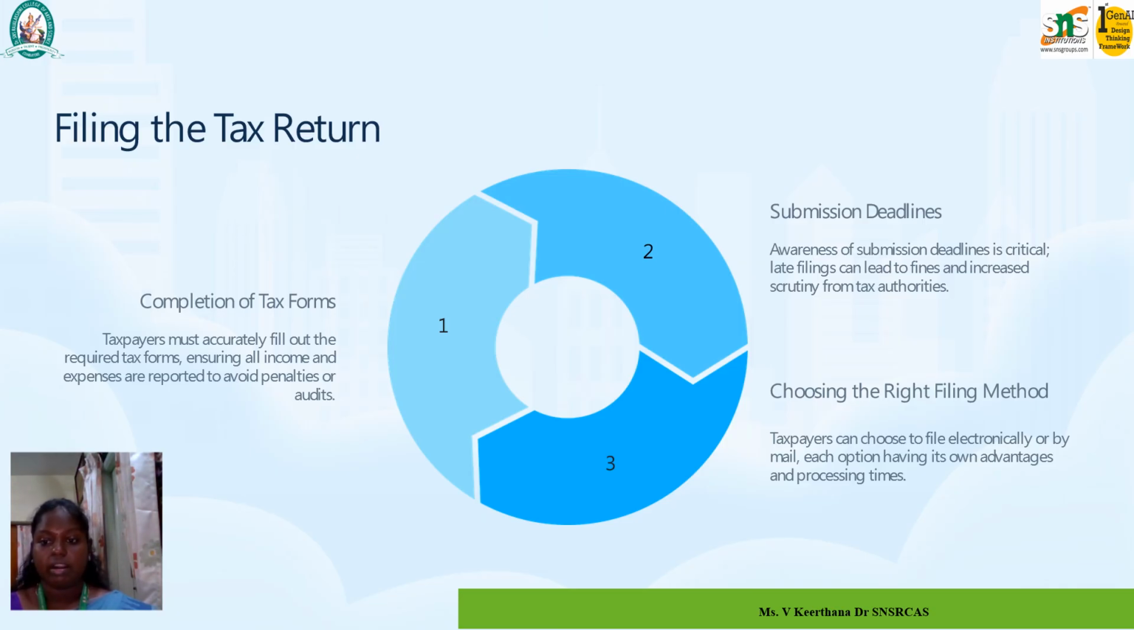Next is choosing the right filing method. The right filing method includes filing electronically or by mail, each with its own advantages and processing times. The option is ours, so we have to choose the right filing method. First we complete the tax form, submit the forms by the deadline, and choose the right filing method. We have many options to file the tax, but which is convenient and efficient, that we have to decide.